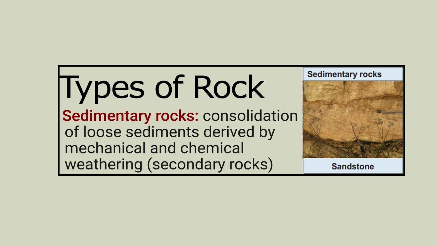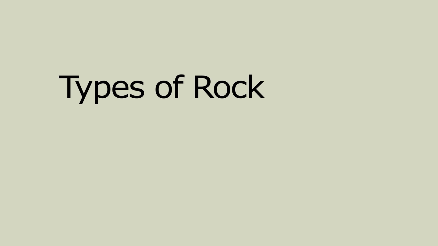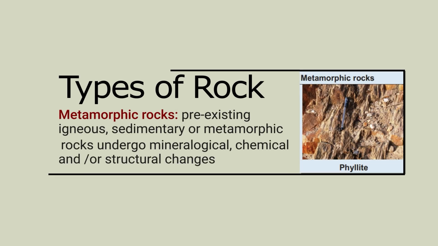When they break down due to mechanical and chemical weathering and when they get consolidated, they give rise to sedimentary rock. The third type of rock is metamorphic rocks. They are the pre-existing igneous, sedimentary or metamorphic rocks which undergo mineralogical, chemical and structural changes. Metamorphism means there is a change from the original composition and structure of the rock. The composition can be the same.